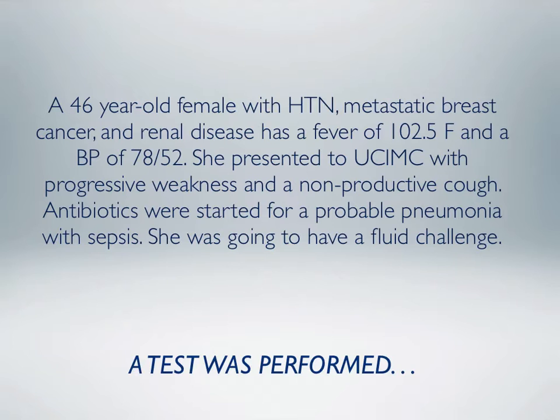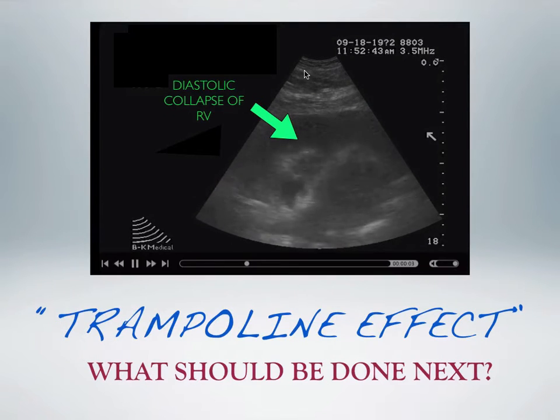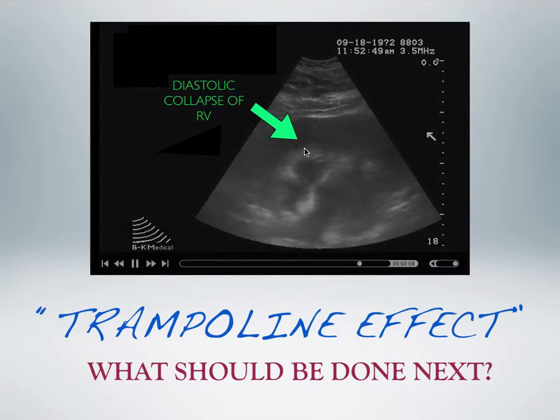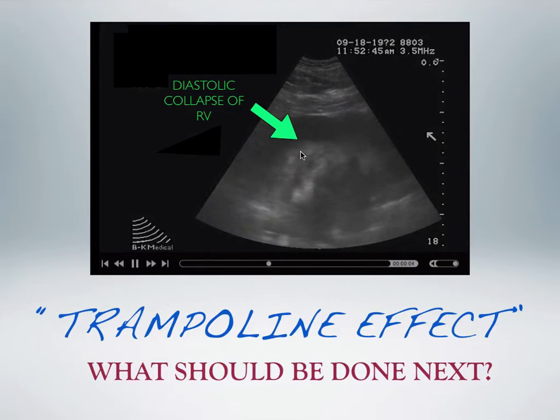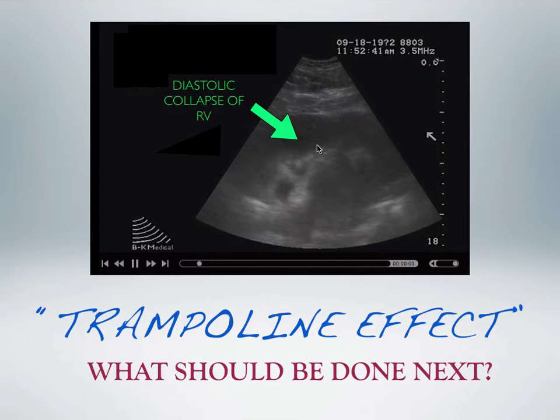Well, being that this is a lecture on ultrasonography of the heart as it relates to pericardial effusions and tamponade, it's relatively clear as to what test this might be. And what we see here is diastolic collapse of the right ventricle in what's called the trampoline effect, where it looks like someone is jumping up and down on a trampoline here on the right ventricle. What should be done next? A pericardiocentesis. The etiology of this hypotension is the tamponade, and the etiology of the tamponade could either be her metastatic breast cancer, it could be her renal disease.